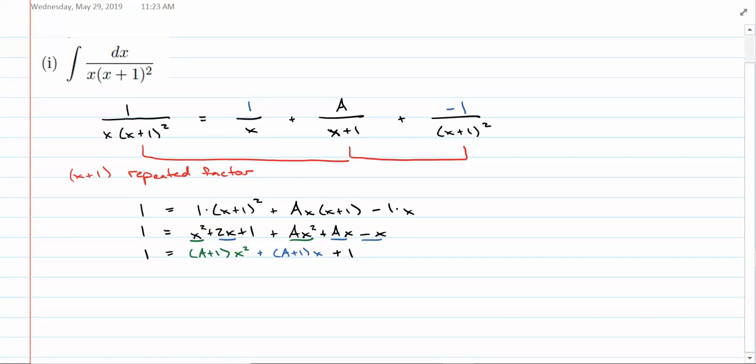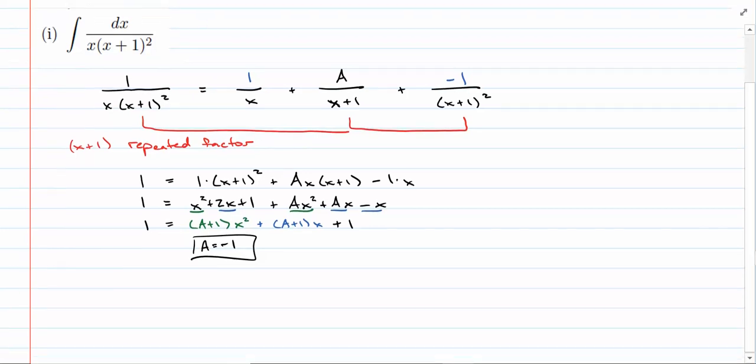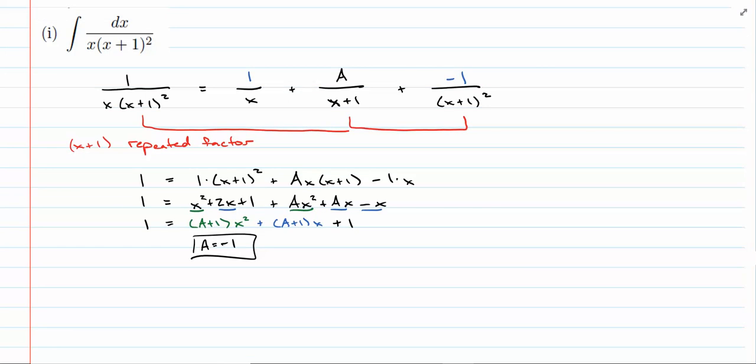Okay. Now you compare the coefficients here. Notice that on the left-hand side, there is no x term. There's also no x squared term. And so what that means is that both of these coefficients must be 0. So a plus 1 must be 0, which basically tells you that a has to be negative 1. Okay. So now we've got our decomposition. Now we're ready to integrate.